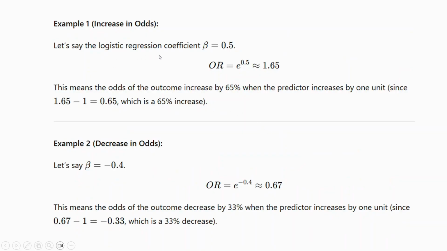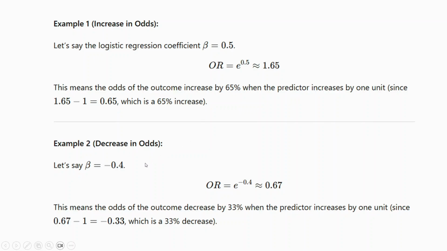Let's say that the logistic regression coefficient beta is 0.5. So the odds ratio will be e raised to 0.5, which is 1.65. Now deduct 1 from this. What will I get? This means that the odds of the outcome increase by 65% when the predictor increases by 1 unit, since 1.65 minus 1 is 0.65, which is a 65% increase.